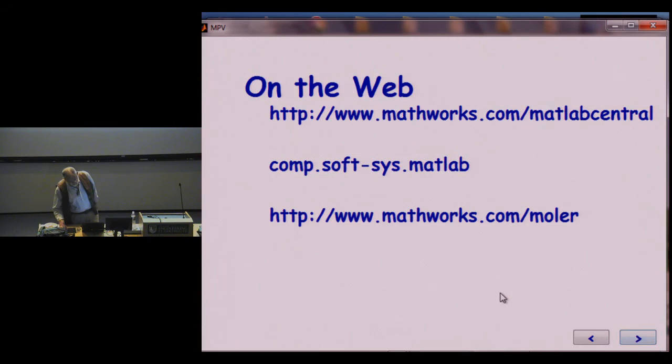Here's a list of some websites. I've met a couple people today who've been involved with MATLAB Central. Who knows about MATLAB Central? That's a pretty typical response. This is a website where there are contributed software. So it's thousands of programs written by MATLAB users around the world, and also a system for asking questions about MATLAB. So if you're interested in MATLAB, take a look at MATLAB Central. It's like the web itself. Some of the stuff on there is junk. Some of it's really, really valuable. You have to fend for yourself.